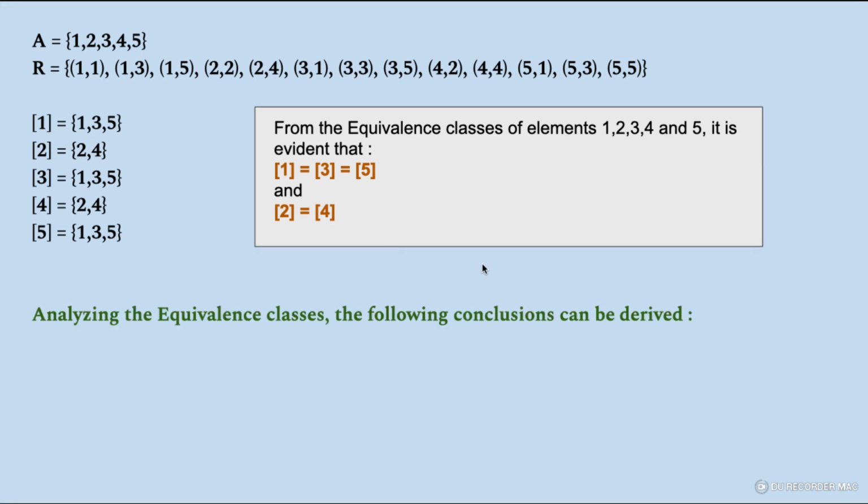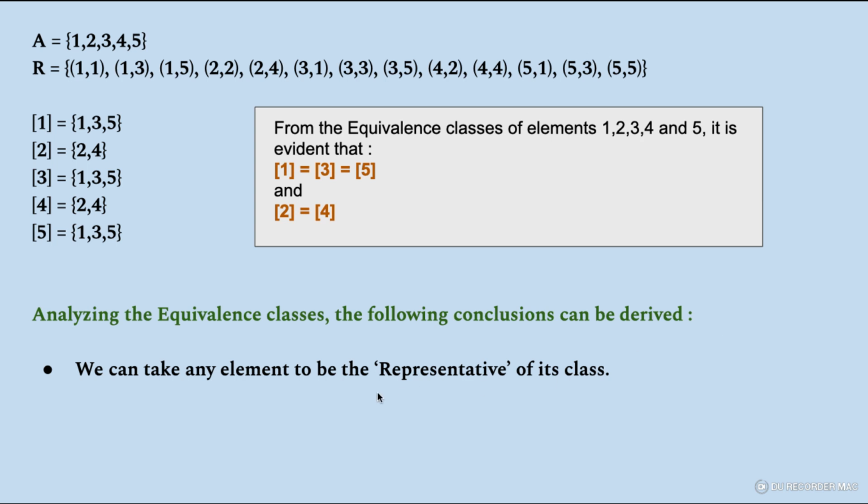Now, analyzing the equivalence classes that we have arrived at, the following conclusions can be derived. What are the conclusions? We can take any element to be the representative of its class. So you take any element as a representative. You can take 1 as the representative of this class, you can take 3 as the representative of this class, or you can take 5 as the representative of this class. It doesn't matter.